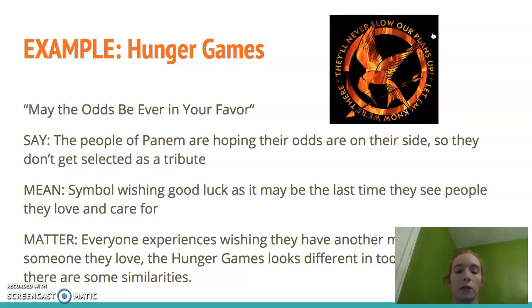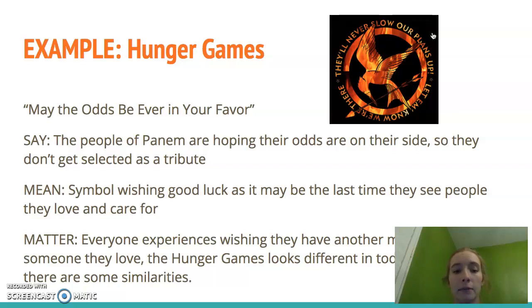But going a step further and figuring out what it actually means, there's a little bit of symbolism there. The people say this to each other, kind of wishing them good luck, because it's kind of the last time that they may see the people they love and care for, and everyone's kind of in the same boat. They do this every year, and it could be any one of their community members. So it's also a symbol of wishing someone good luck and maybe saying goodbye.